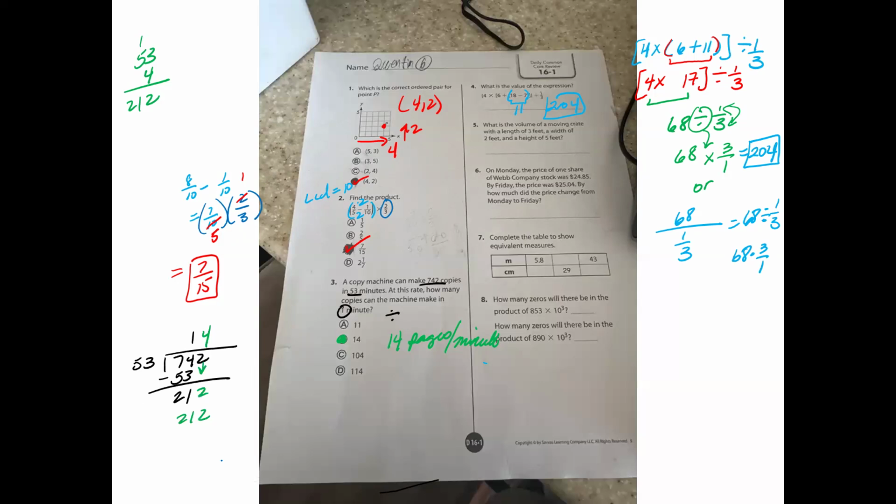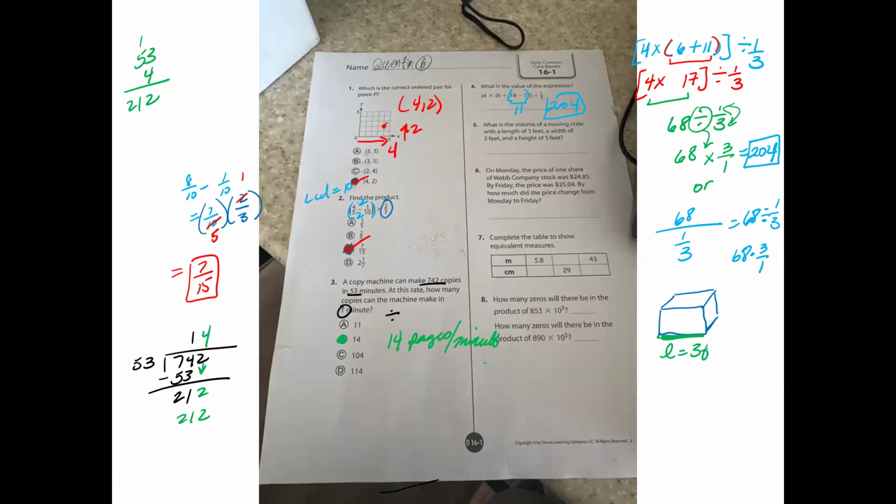Oh, that's it? Number 5, yeah, that's it. Okay, what is the volume of a moving crate with a length of 3 feet, a width of 2 feet, and a height of 5 feet? Okay, so here's your crate. Do you see the crate right here? Yeah. So your length is what now? The length is always the longest side, okay? So what is the length?